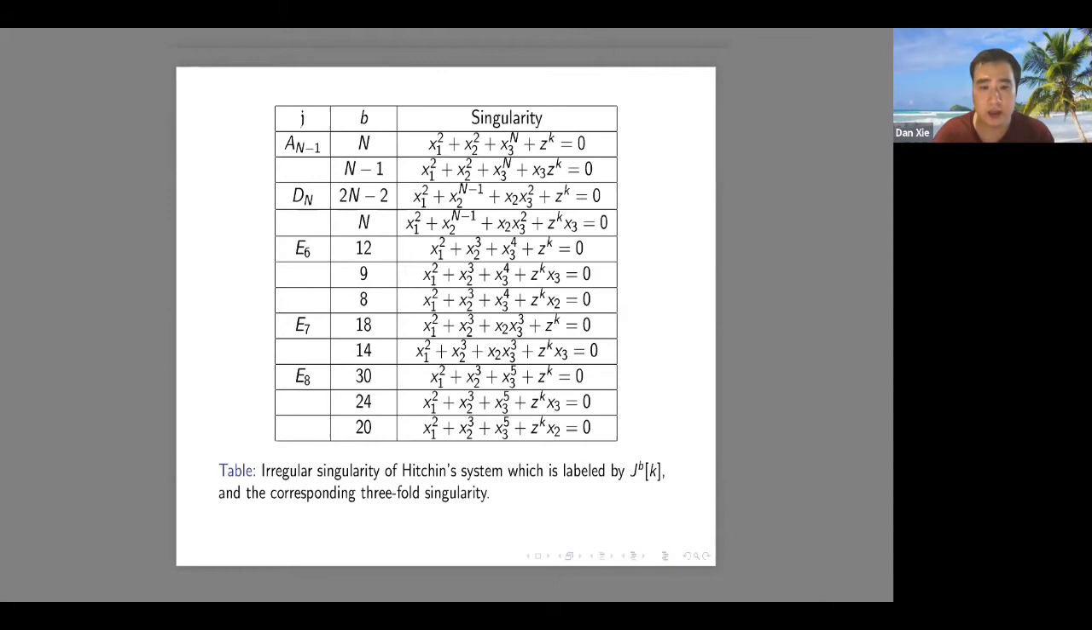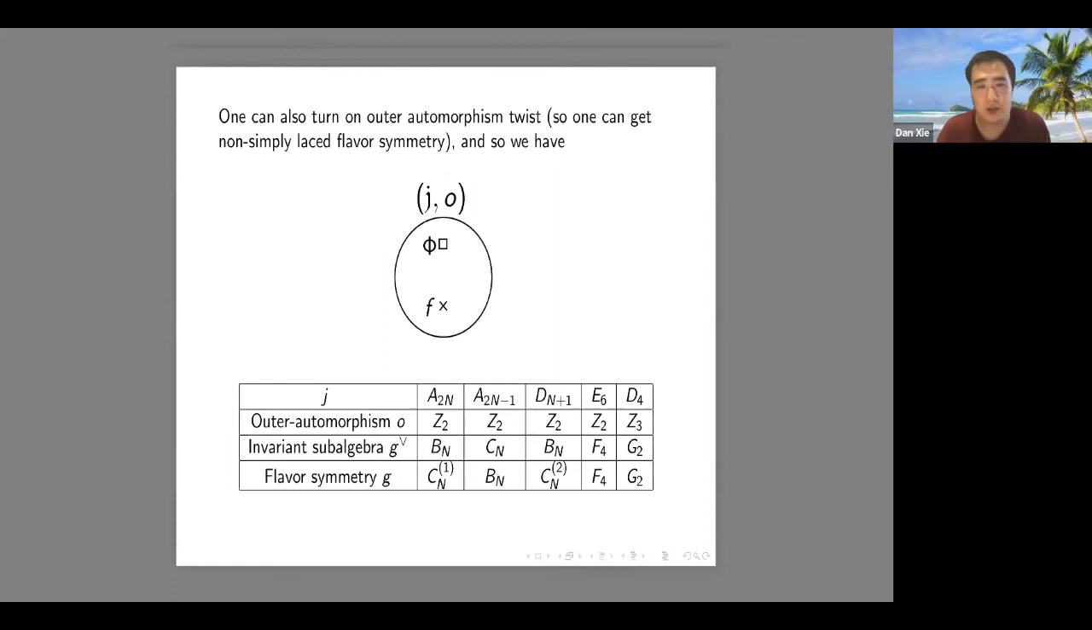Now, there's one more generalization. We can also turn on the so-called automorphism twist, so we can get a non-simply-laced flavor symmetry. So in general, we have the following picture.